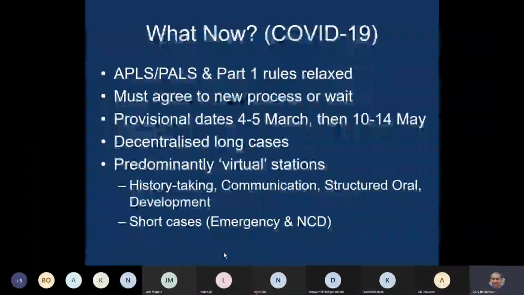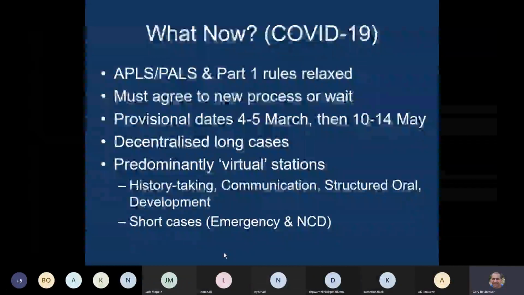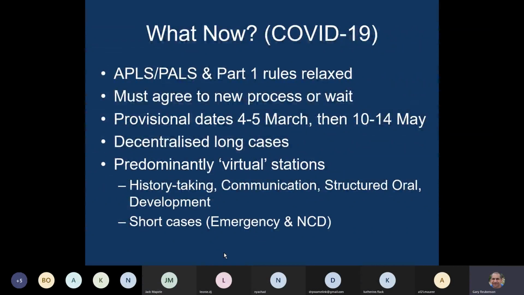Okay. So what's changing now with COVID? Firstly, the APLS, PALS and Part 1 rules have been relaxed. Previously you had to have a valid advanced life support, or have done one within the last 5 years. You don't now. You will be allowed to enter the exam without those, because it's very difficult to get one of those courses done now. But what we have said to the heads of department is that they won't sign you off for registration until you've been able to do one of those. Again, the Part 1 rules have been relaxed to some extent, so that your Part 1 is valid for longer. It doesn't expire quite so soon.